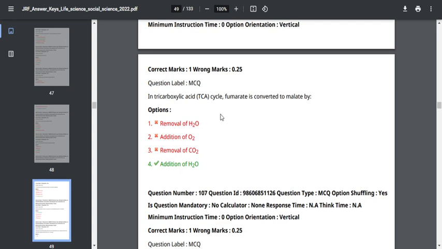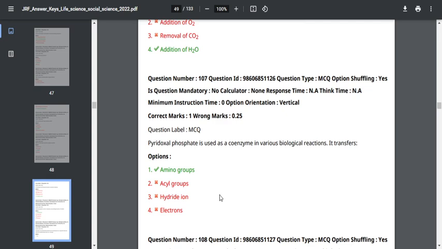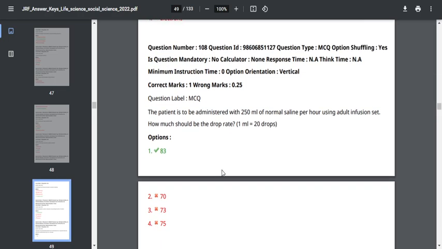In the tricarboxylic acid cycle, fumarate is converted into malate by an enzyme called fumarase. For that particular enzyme action, it needs water. Pyridoxal phosphate is used as a coenzyme in various biological reactions. This pyridoxal phosphate is generally used in a reaction called transamination, and is used to transfer the amino group from an alpha amino acid to a ketocarboxylic acid. Next.